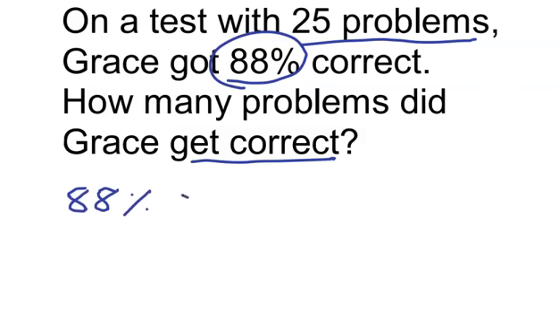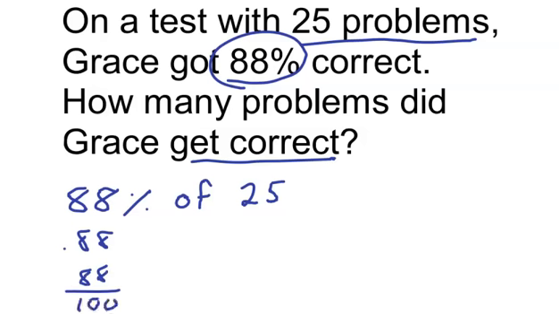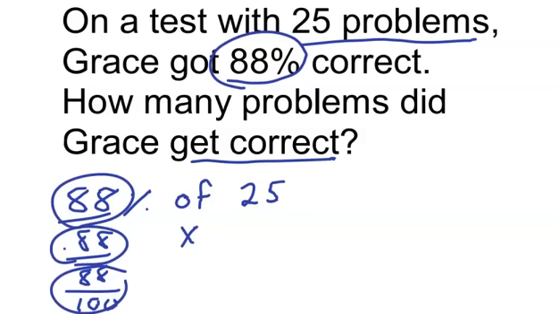Okay, what is 88% of 25, right? Because 100% of 25 would be 25. So 88% of 25 would give us however many they got correct. All right, so to do that, remember, 88% is the same as 0.88, which is the same as 88 over 100. So we can choose any of these, and then "of" means times. So you're going to use one of these, whichever one's easiest to use, and then we're going to multiply it by 25.